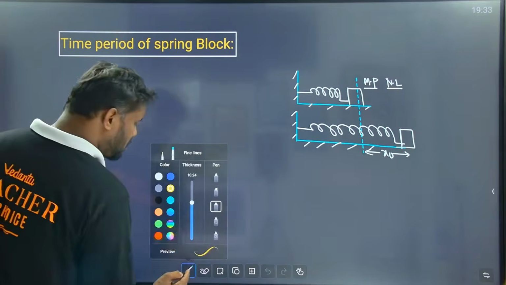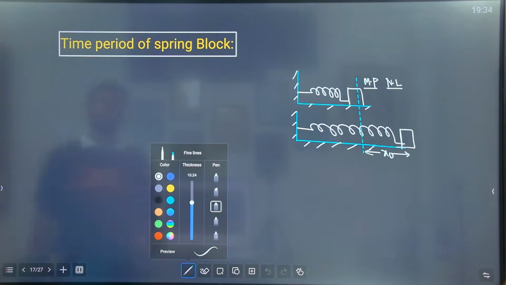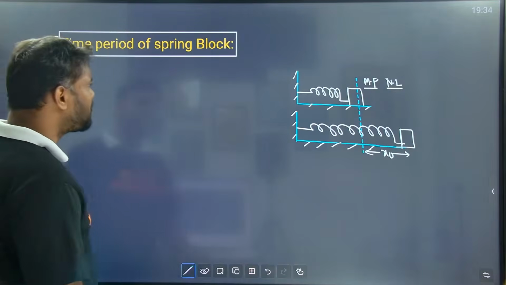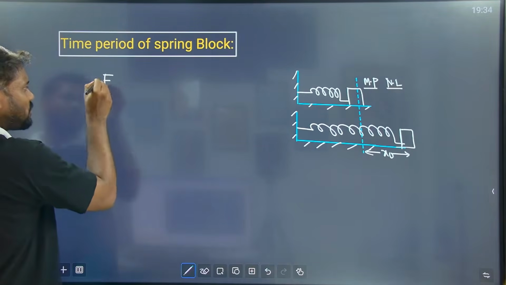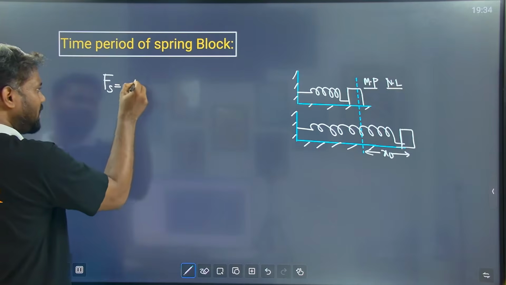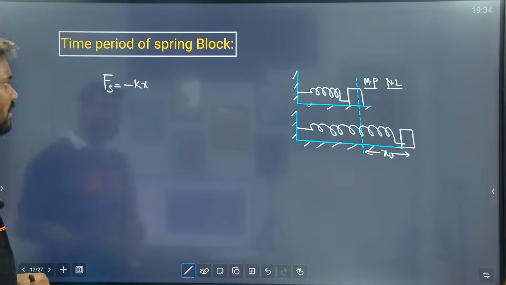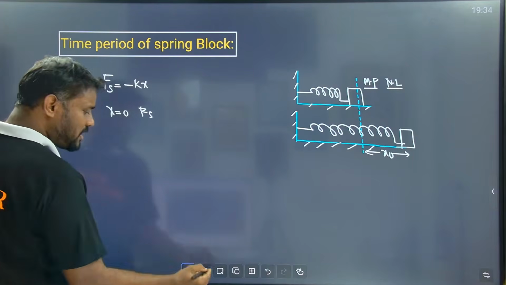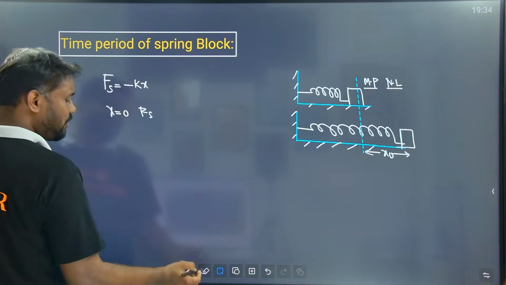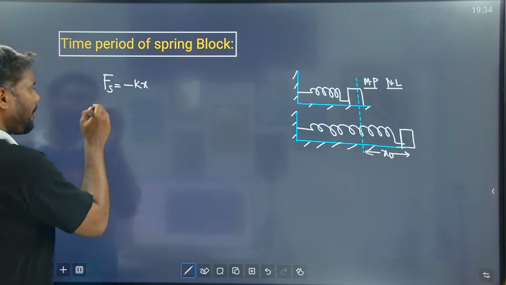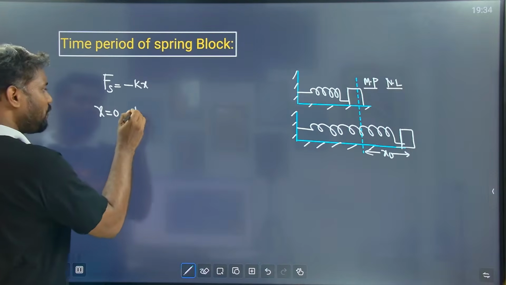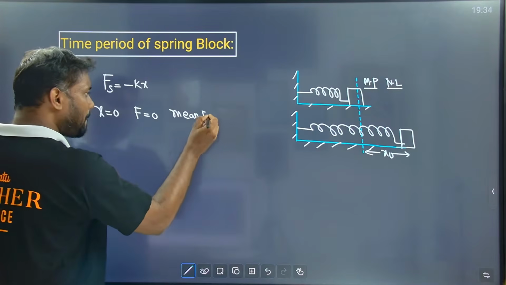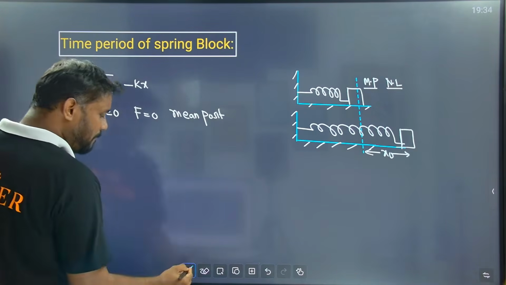The time period of the spring, simple harmonic pendulum. Okay, we can calculate the time period. See here, if I take a spring, it also exhibits simple harmonic motion. So how do we calculate the restoring force of the spring? It is minus k into x, right? Minus k into x. When x is equal to 0, what will the value of the force be? 0. We can say it is the mean position. X is equal to 0, force value becomes 0. This is the mean position.